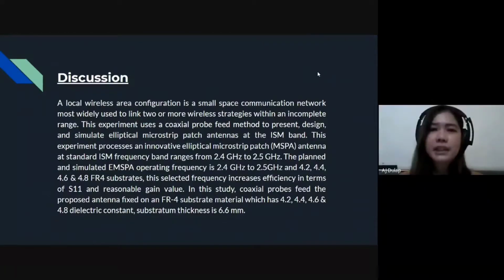For the discussion, this elliptical microstrip patch antenna uses coaxial probe feeding to present, design, and simulate at ISM band, or Industrial, Scientific, and Medical Frequency Band, in which the standard ISM frequency band ranges from 2.4 GHz to 2.5 GHz. This proposed antenna is specifically designed for satellite applications, so wider bandwidth and excellent gain are expected.